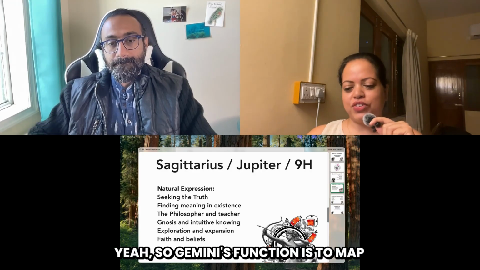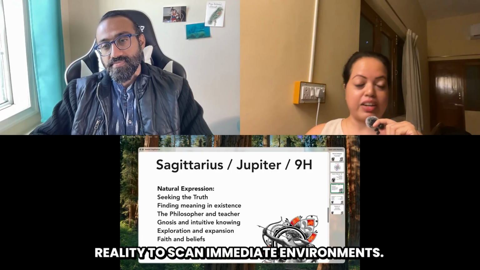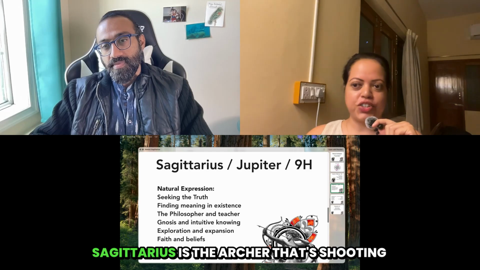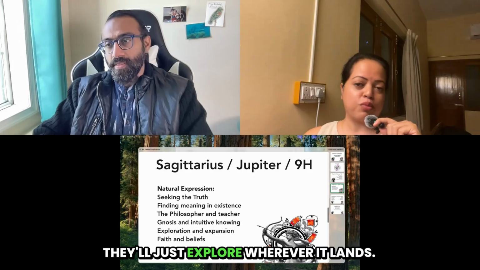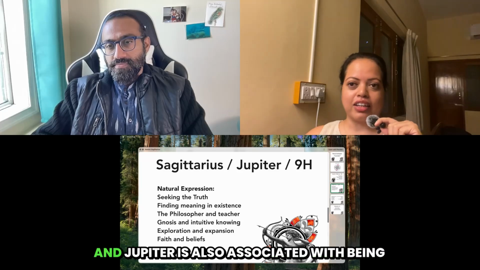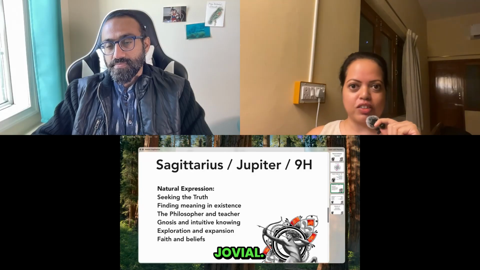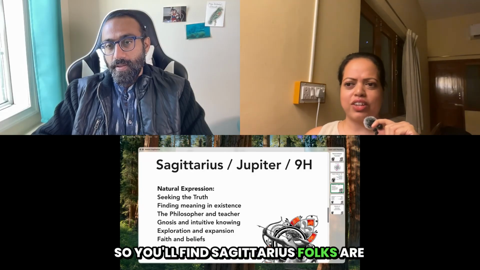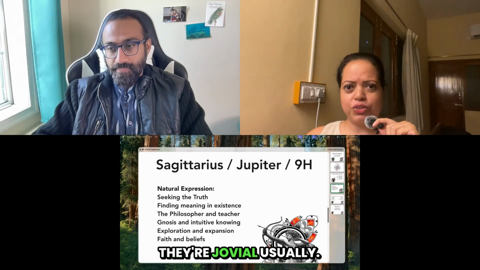Yeah, so Gemini's function is to map reality, to scan our immediate environments. Sagittarius is the archer shooting the arrow into the distance. Doesn't know where it will land, but they'll just explore wherever it lands. And that's why it is expansive. Jupiter is also associated with being jovial, so you'll find Sagittarius folks are usually funny, they have a good sense of humor, they're jovial usually.